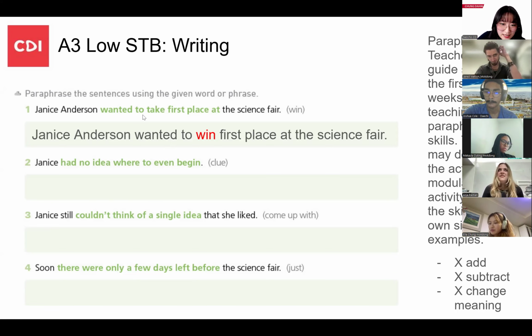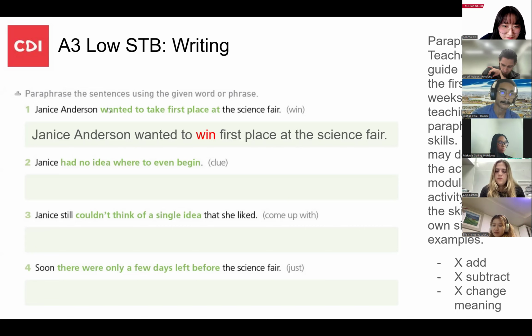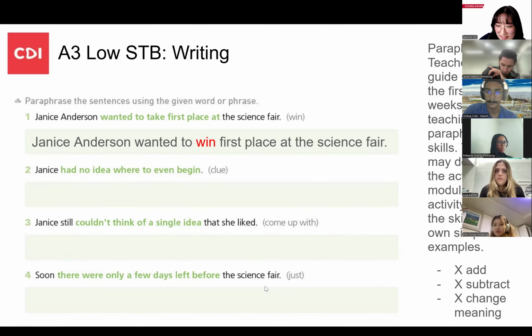For example, if we are paraphrasing, we don't want to add something, we don't want to subtract anything, and we also don't want to change the meaning of anything. So these are some things that the students can be thinking about as they're practicing their paraphrasing skills. Specifically, in this activity, I just did the first one for you all so you can see. The bolded words in green, they want you to replace some part of this, how do I say it? Some part of this phrase or chunk with the word that's in parentheses at the end.